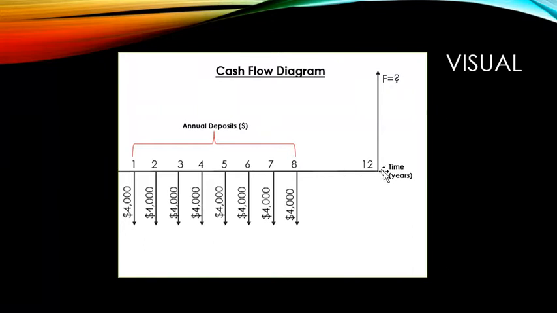This 12 represents our future value that we are looking for, our unknown, which is obviously going to be greater than these values. This arrow is in the positive direction because it represents what that amount would be in her savings account if she withdrew it right at the end of 12 years.